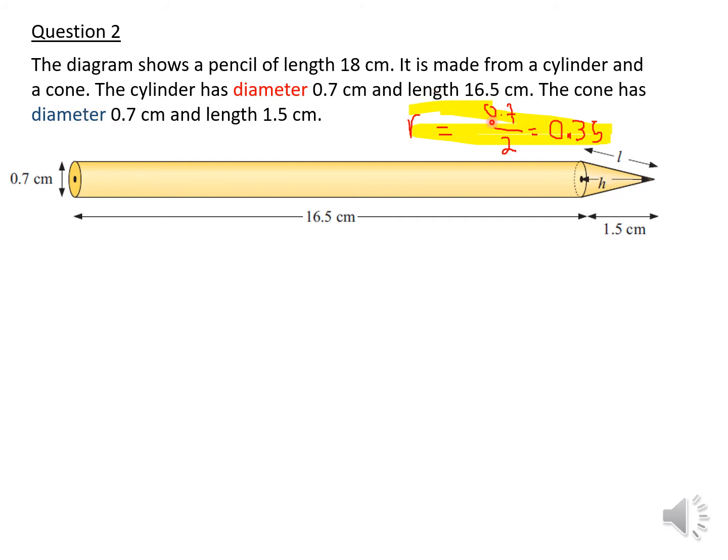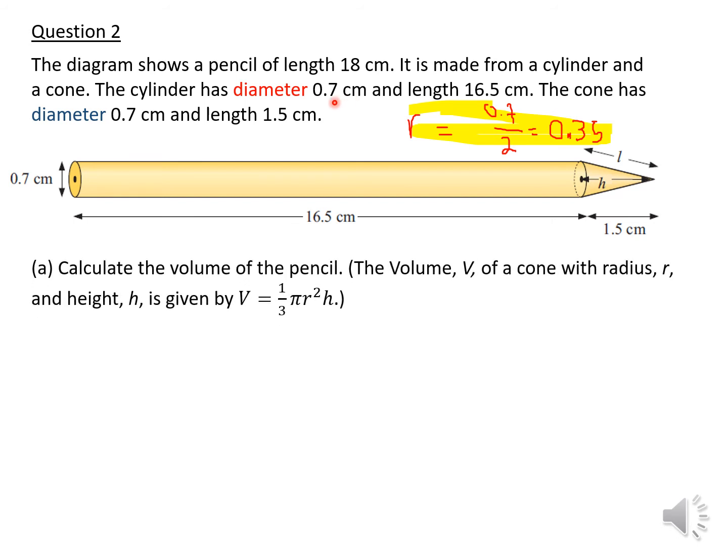All right, so let's bring up the first question. So they ask us here to find the volume of the pencil. Now it's very important that you understand that the pencil is made out of the cylinder here as well as the cone. Right? The formula they gave us here is only the formula for the volume of a cone, which is a third pi r squared times h, because its base is a circle, pi r squared, times that height of 1.5 there.